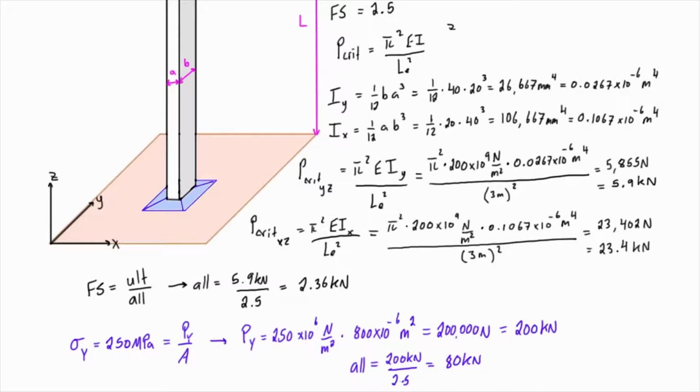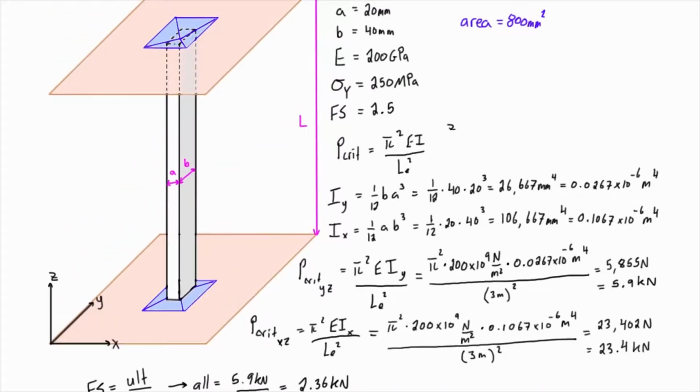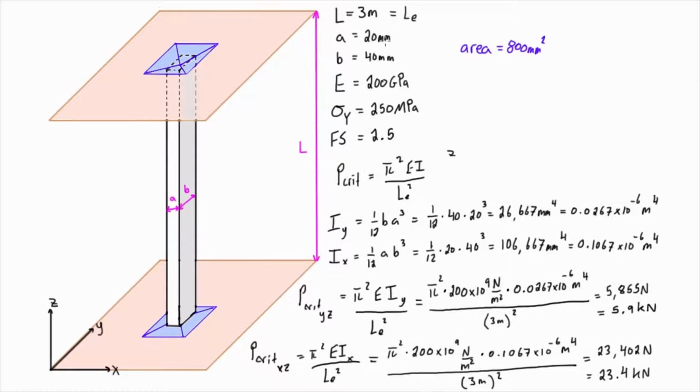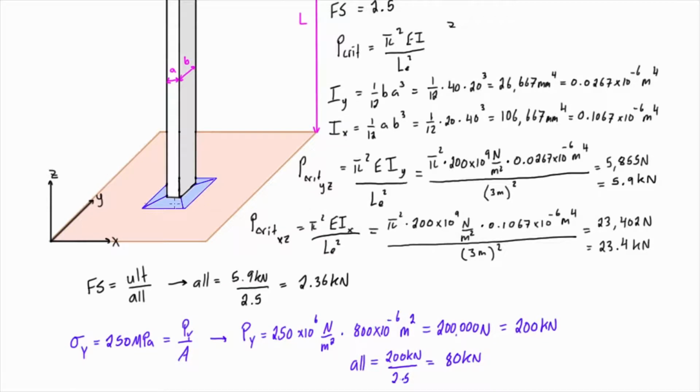And that's important to look at, because if you look at this column, it is quite long, right? It is 3 meters long, and it's very slender. So it's a very slender column, and very slender columns are very prone to buckling. So in this case, it will definitely buckle in the YZ plane.